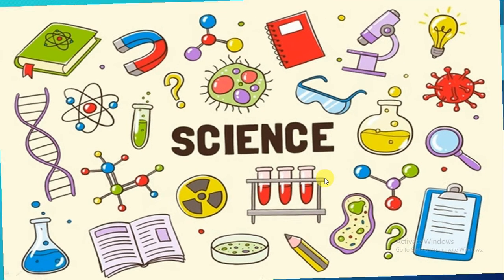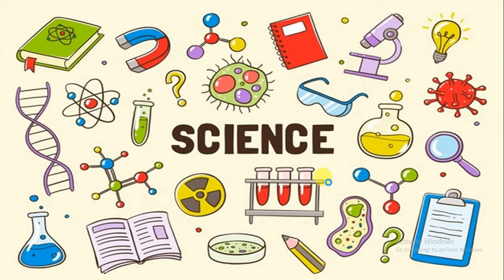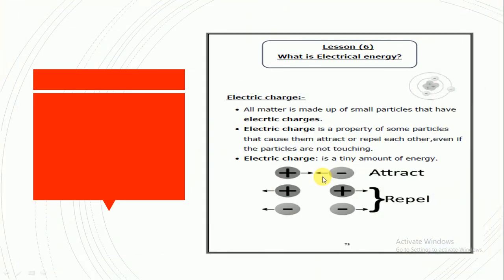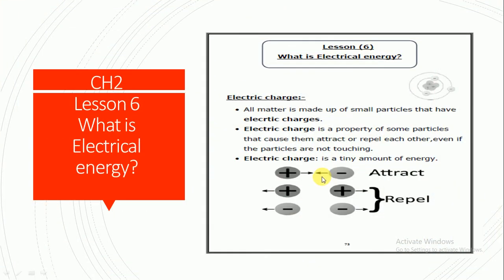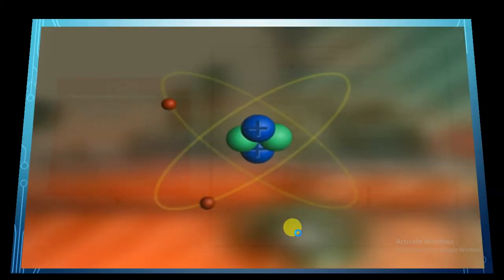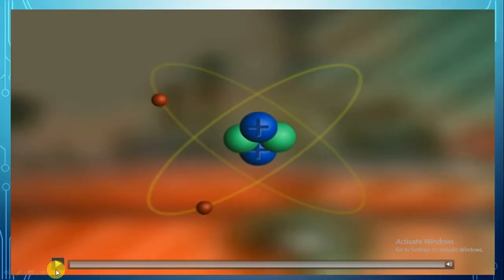Hi guys, this is science sessions for grade 3 and this is chapter 2 lesson 6, what is electrical energy. Again, chapter 2 lesson 6, what is electrical energy, and this is session 1. We're gonna talk about electricity, electrical energy. Okay, so let's watch this video to know more about electric energy.